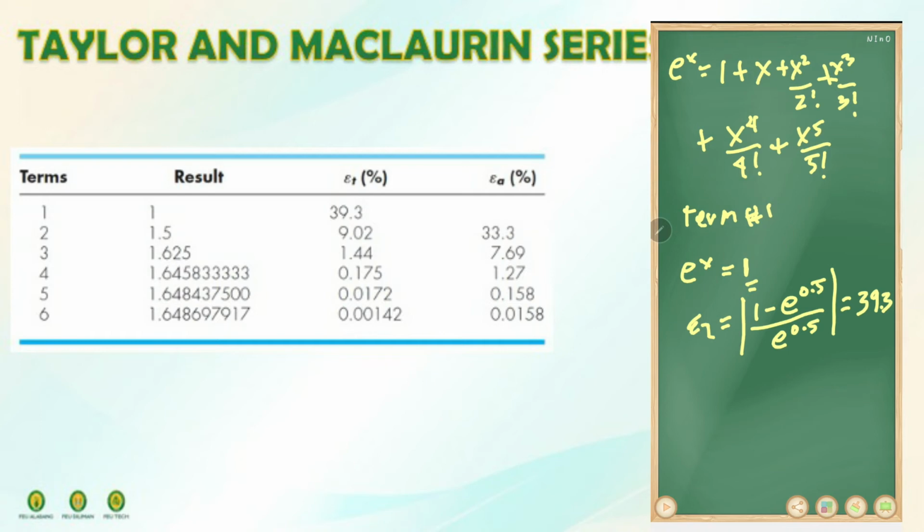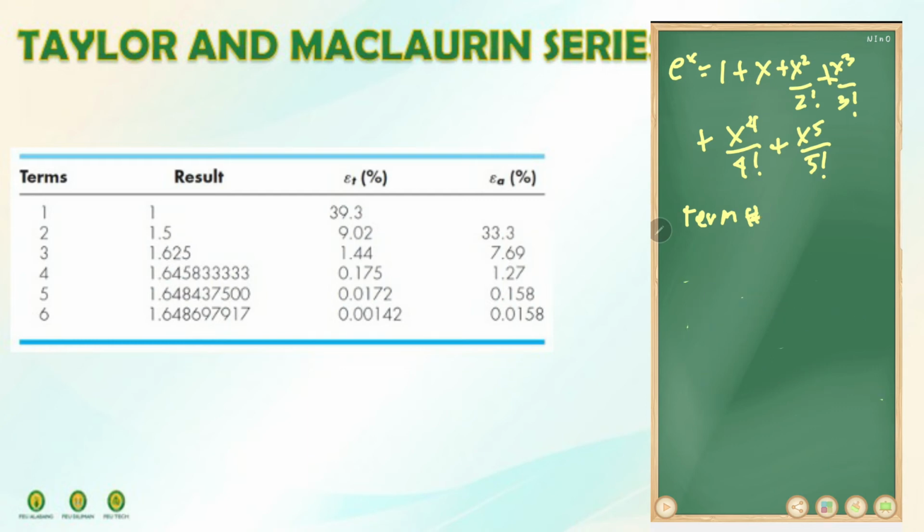How about the epsilon of a? Since epsilon a, the formula is the current value minus the previous value all over the current value. So we don't have any previous value, so therefore we have to leave it blank. Okay, so that is for term number 1. How about for term number 2?